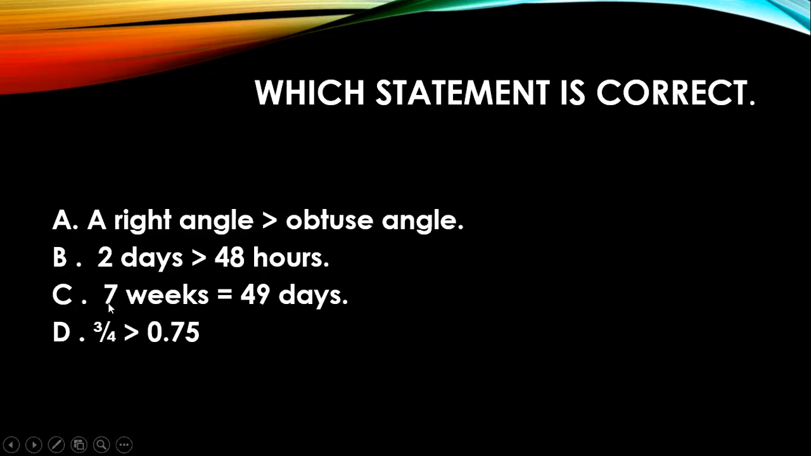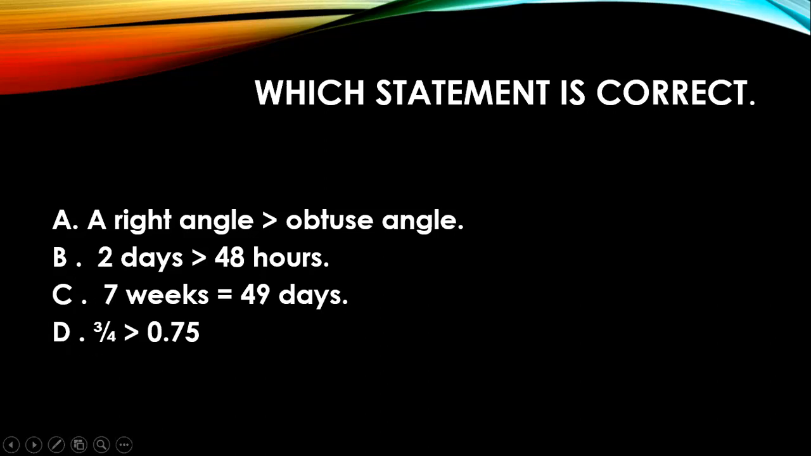Let's move to the third one. 7 weeks is equal to 49 days. Is it true? Remember, 1 week is equal to 7 days. So 7 times 7 is 49. So if someone tells you that 7 weeks is equal to 49 days, the statement is correct.